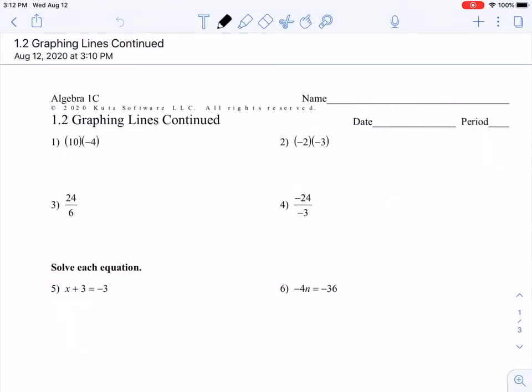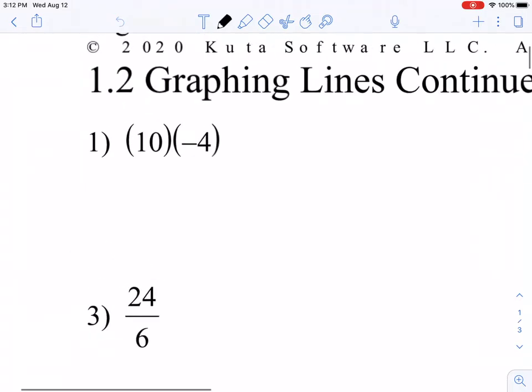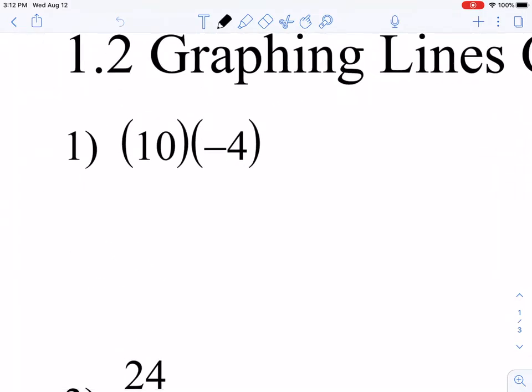All right, we are going to continue practicing graphing lines. We'll start with a warm-up to hone in our skills on some concepts we need to stay fresh on, and then we'll take a look at graphing lines. So to start this off, we're just going to work with some integers, starting with multiplying.